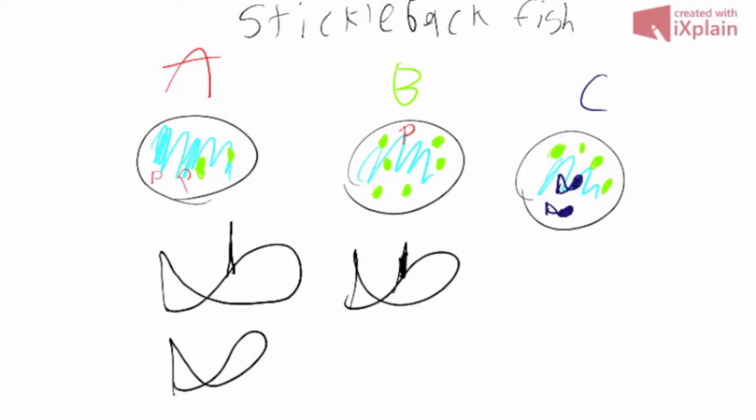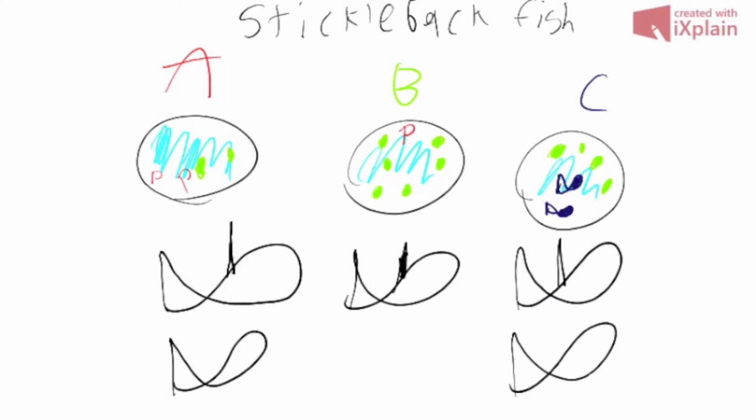In pond C, there's more food than in pond A, but in pond B there's more food than in pond C. So here it'll be like pond A, where there's a mix of stickleback fish with the spine and some that don't have it. However, the spine really doesn't serve an important purpose since there are no predators in this particular pond.